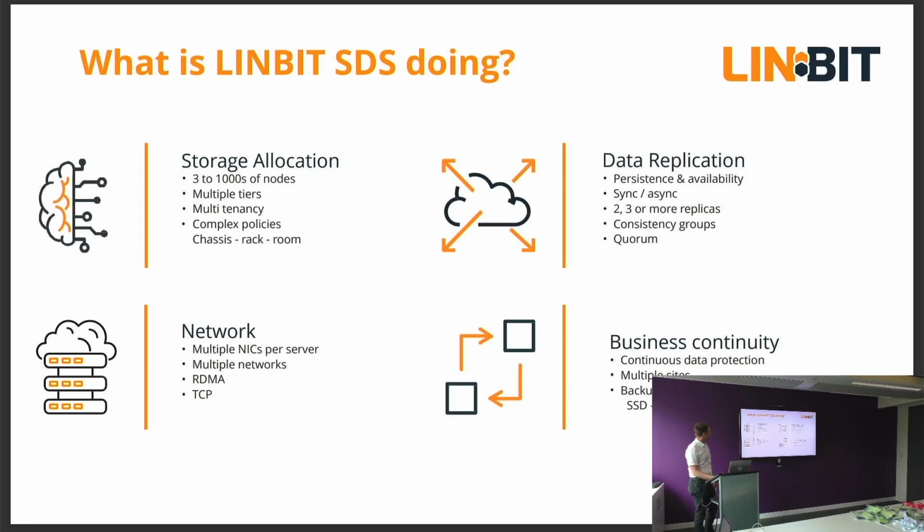What is it doing? You can have thousands of nodes, basically. I mean, not for the storage itself. DRBD is limited to 32 nodes. But usually you just want replicas on 2 or 3, maximum 3 nodes, because otherwise you just waste storage. Network-wise, you can have separate networks for the data path and for the communication path of LINSTOR.